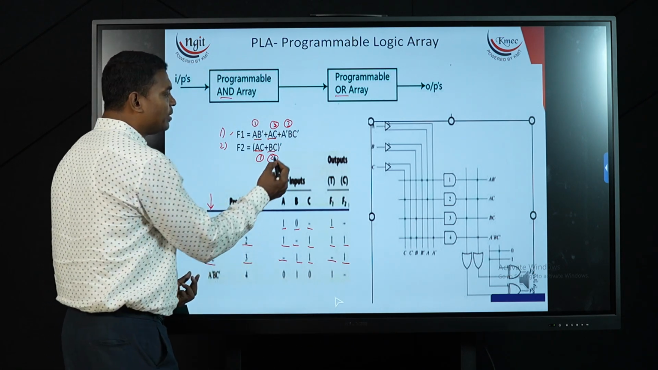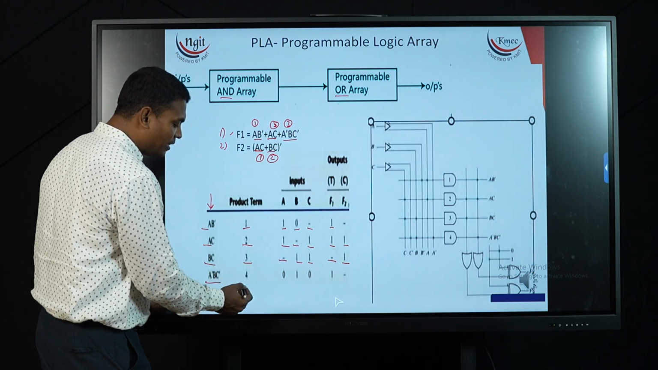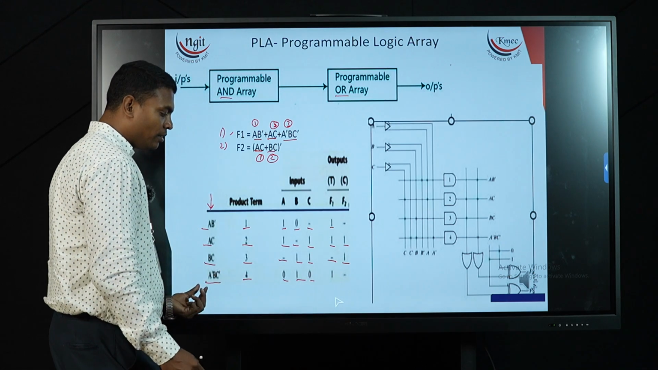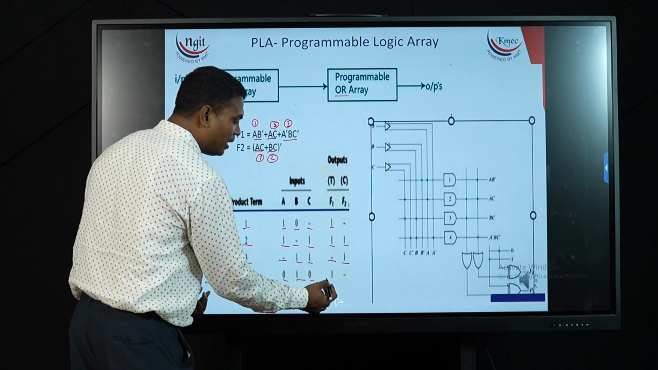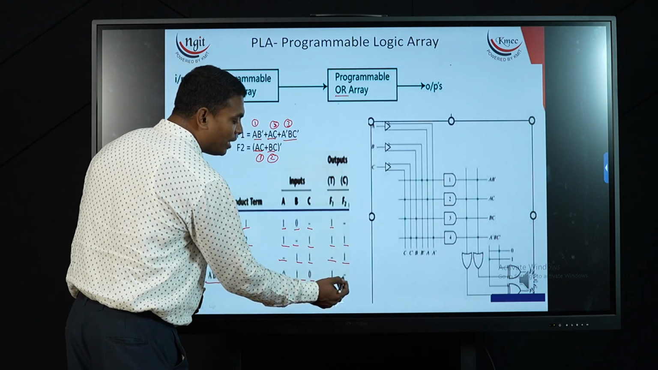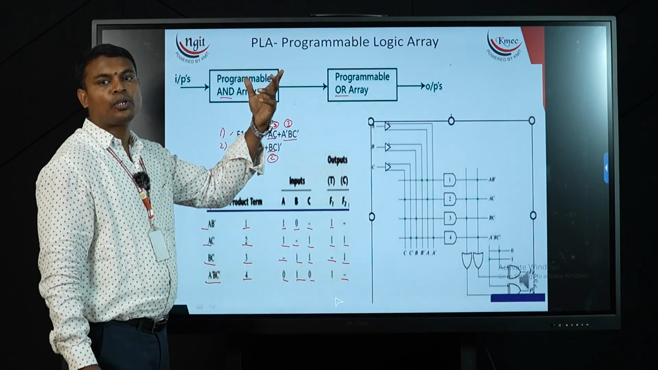Coming to the last term, that is A'BC'. So I am marking A'BC' as the fourth product term, that is 0, 1, 0. Now this product term is present under F1 category, so I am marking F1 as 1. Next, F2 as hyphen. So this is the functionality table for our programmable logic array.